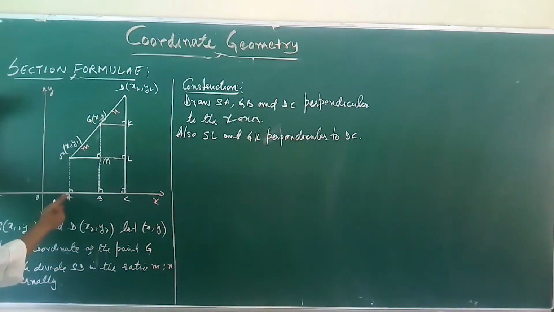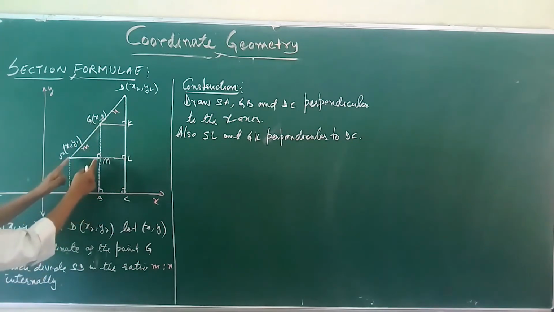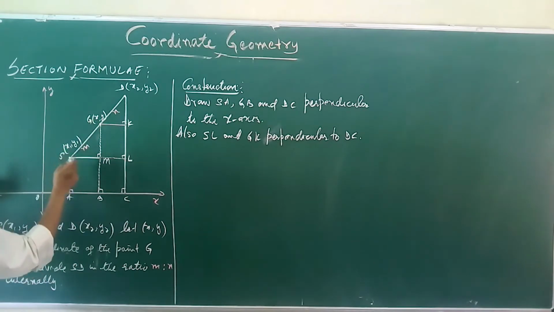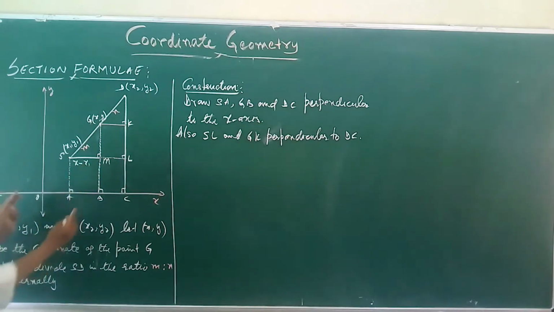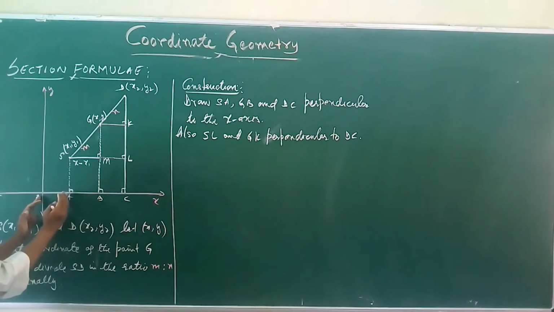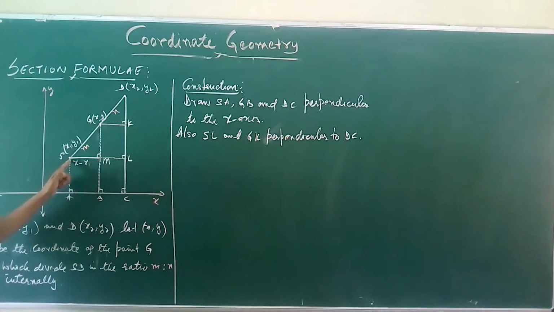The whole length is x, and if you subtract x1 from it, we get x minus x1, that is AB, and AB is nothing but SM.